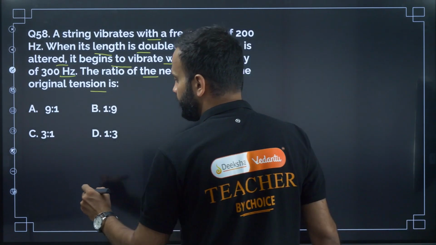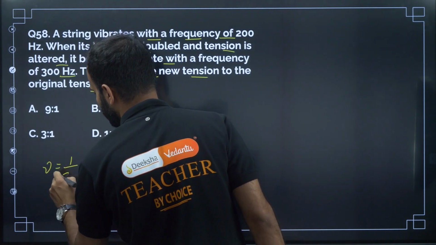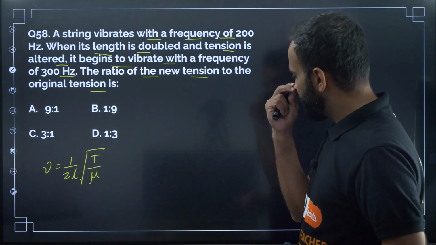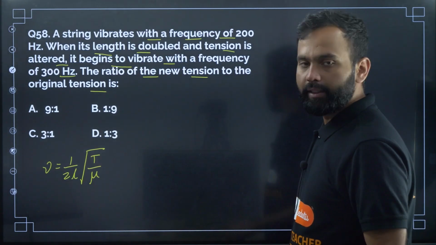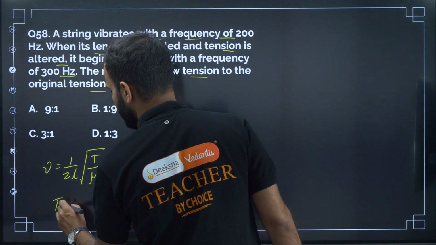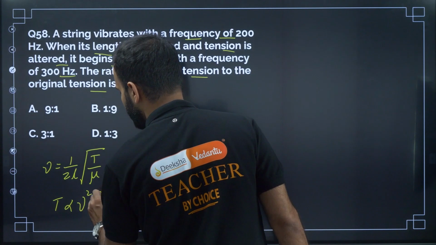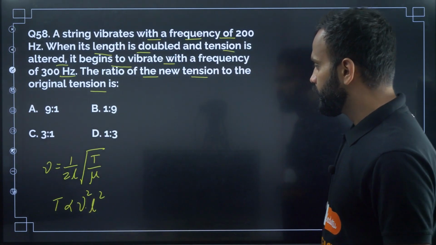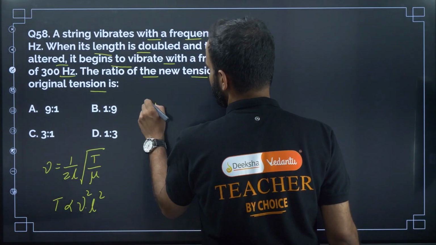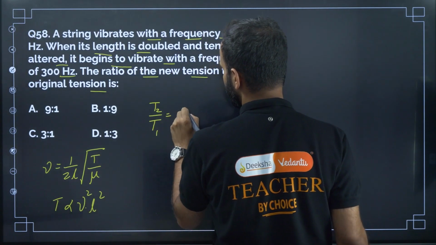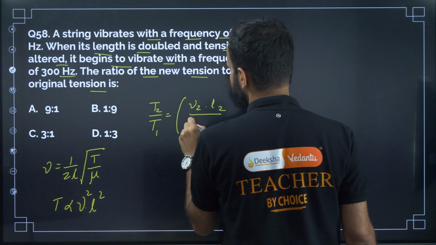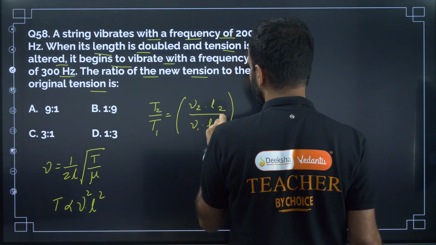Okay, so we know that the frequency of the wave in the string, nu, is equal to 1 divided by 2L into the root of T divided by mu. T is the tension in the string, mu is the mass per unit length, and L is the length of the string. From this I can conclude that the tension in the string is directly proportional to nu squared into L squared. So now T2 divided by T1 is equal to nu2 into L2 divided by nu1 into L1, whole squared.